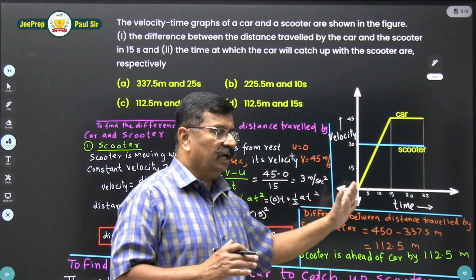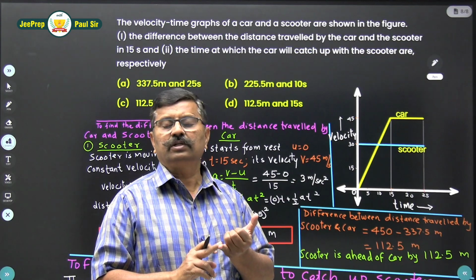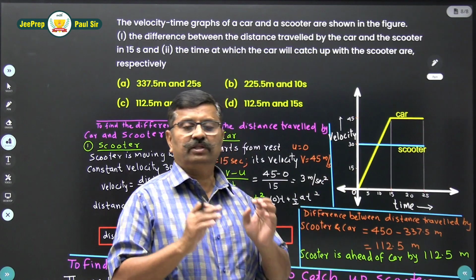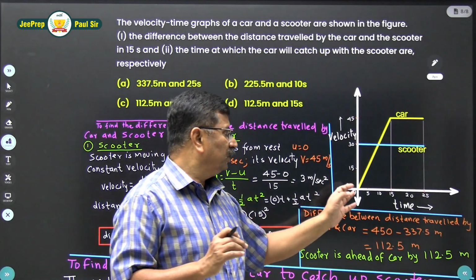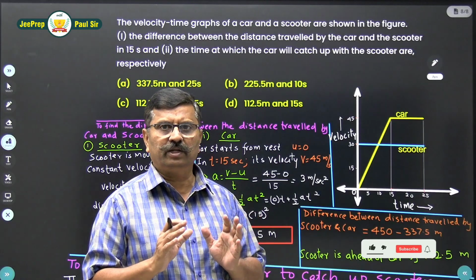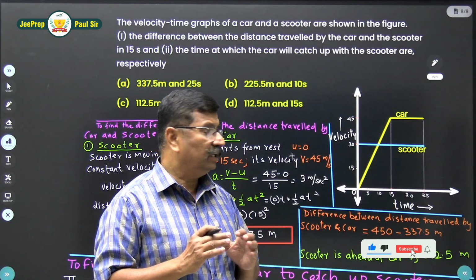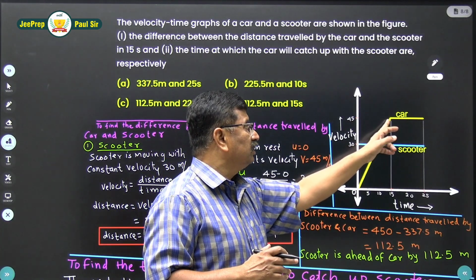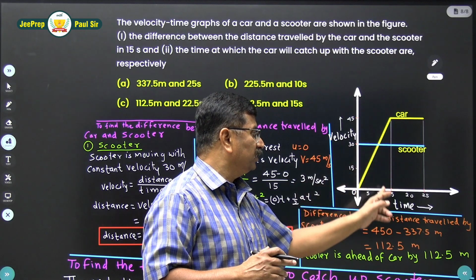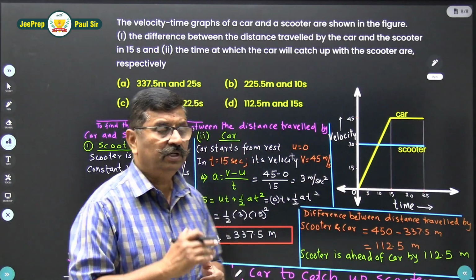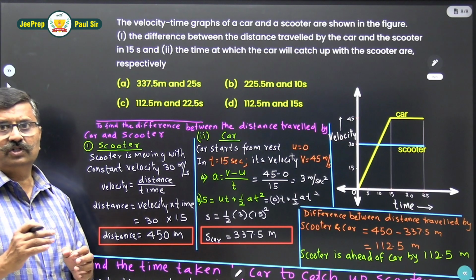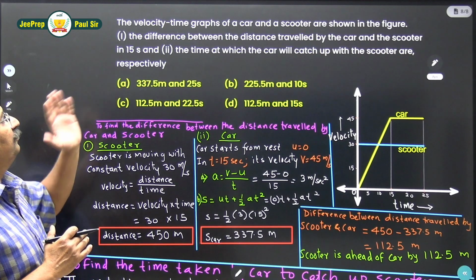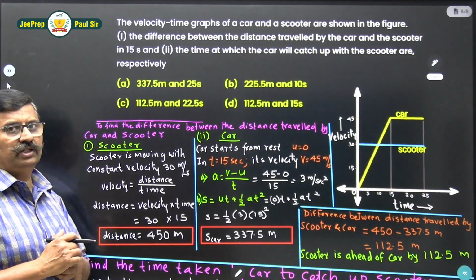See, in this graph, we are given two vehicles, scooter and car. Scooter is uniformly moving with 30 meter per second right from t equal to 0 seconds, means right from beginning. While car starts from rest, attains maximum velocity of 45 meter per second in 15 seconds, and thereafter car is moving with constant speed, that is 45 meter per second. We want to find out the difference between the distance traveled by the car and the scooter.